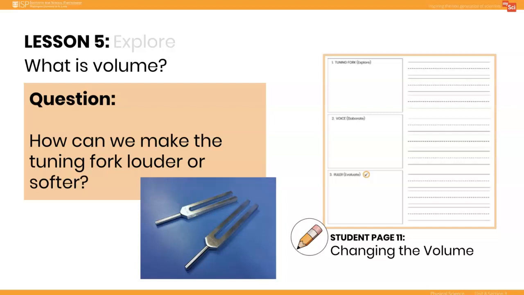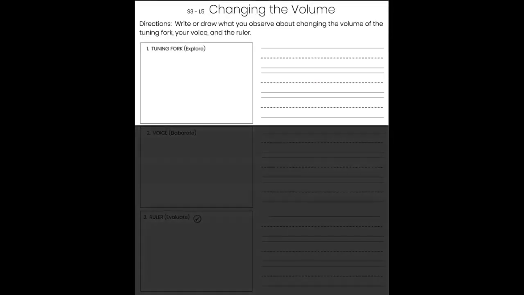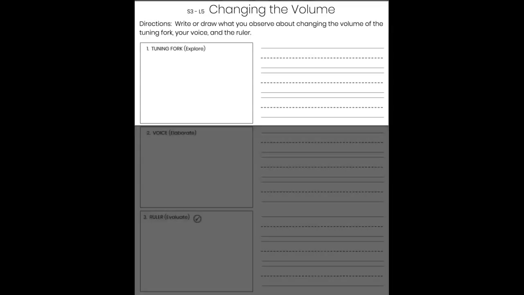You can also challenge them to try hitting or striking the tuning fork in different ways to see if that can change the volume. As a class, record your observations about how the tuning fork sounded different when you hit different surfaces or struck the tuning fork in different ways. Students will record their observations on the student journal page, changing the volume.